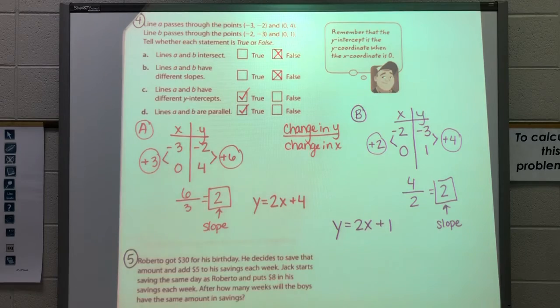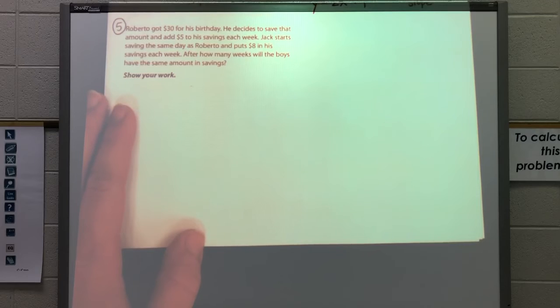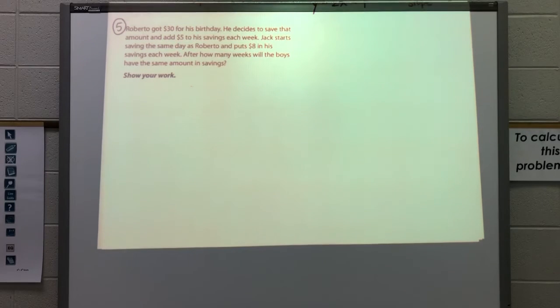All right. Moving on to the next problem, number 5. Roberto got $30 for his birthday. He decides to save that amount and add $5 to his savings each week. Jack starts saving the same day as Roberto, but puts $8 in his savings each week. After how many weeks will the boys have the same amount in savings?